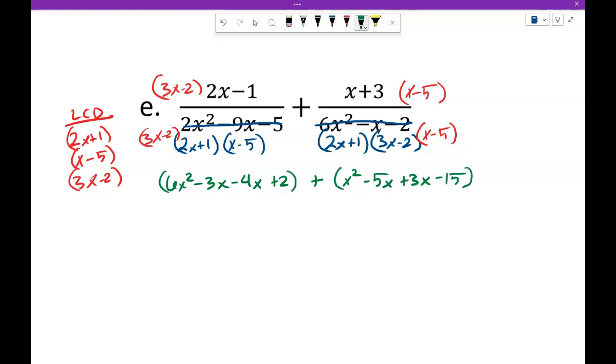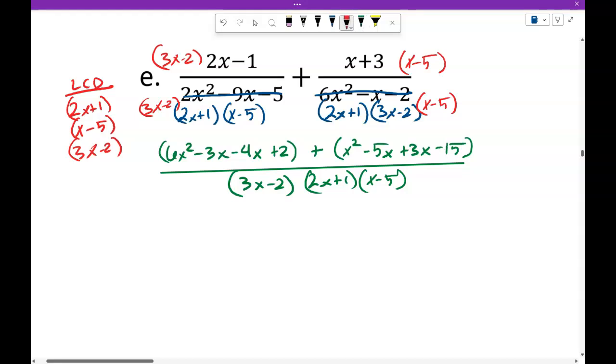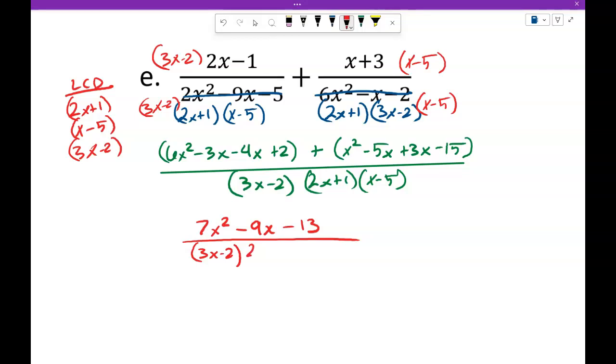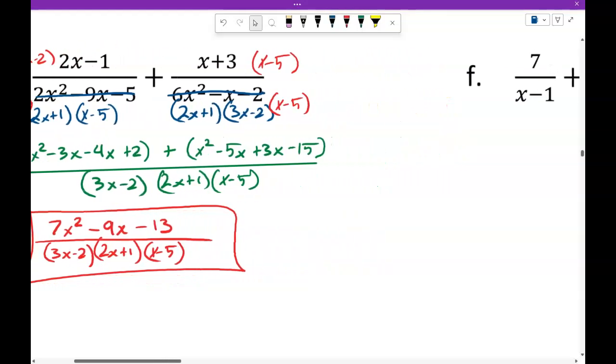Numerator and right numerator after we distribute, and all of this will be over our common denominator, 3x minus 2, 2x plus 1, and x minus 5. Since we're adding, we can move straight to combining like terms. And our numerator is prime, so there's no more simplification.